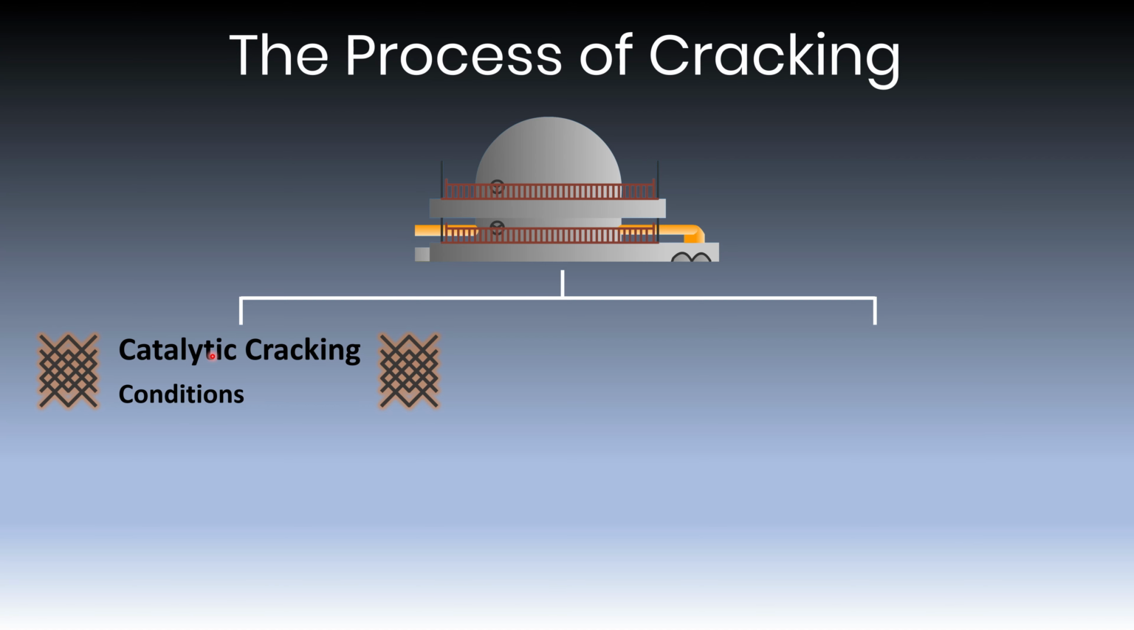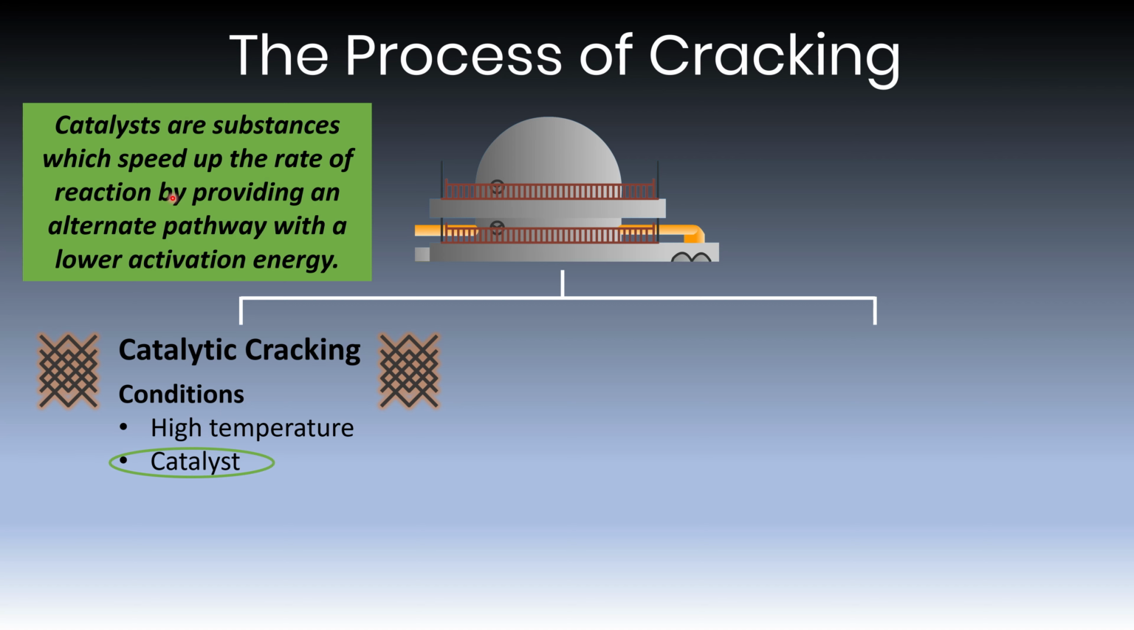Now, the conditions for catalytic cracking are as follows. You need a high temperature and you need to use a catalyst. And those of you that remember from the rates of reaction unit that you should have studied before this, a catalyst is a substance which speeds up the rate of a chemical reaction, and it does this by providing an alternate pathway with a lower activation energy. Remember that activation energy is the minimum energy for a reaction to start, and if we do a reaction with a lower activation energy, you can do it at a lower temperature, so it saves you a bit of money in terms of cost there for energy bills.